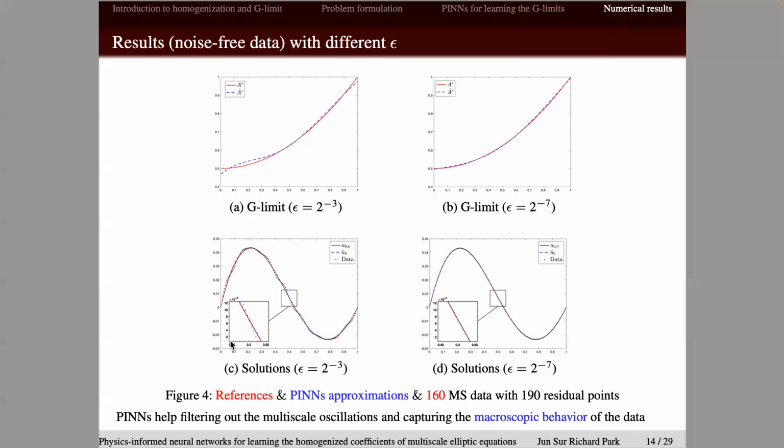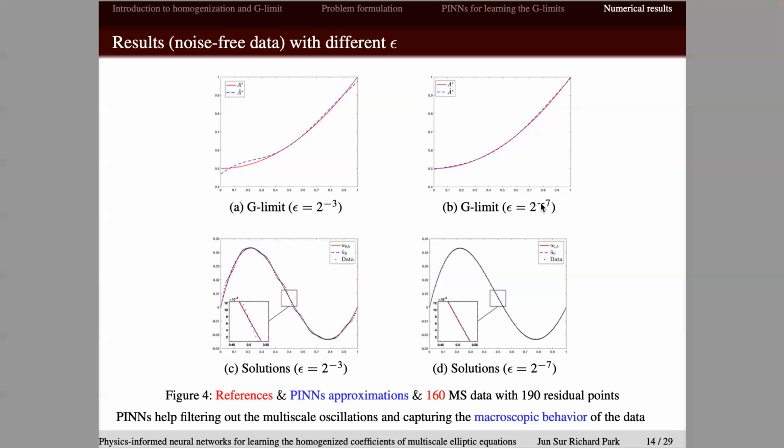Okay, so I first want to present the result with different fine scale parameters epsilon. We have these two fine scale parameters, 2 to the negative 3 and 2 to the negative 7. The red line represents the ground truth G limit, in this case the exact G limit, and the blue line represents our approximation. When epsilon is relatively large, we do expect our approximation to the G limit is not very accurate here, but you can see that it can still capture some major behavior of the G limit. And we have quite accurate results for the G limit when epsilon is quite small.